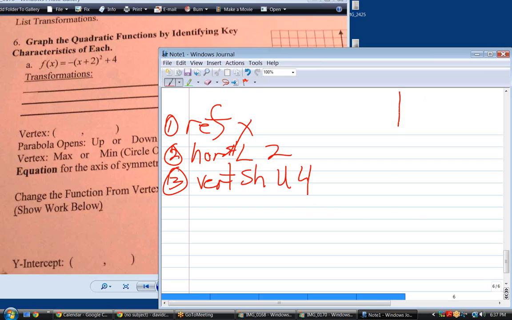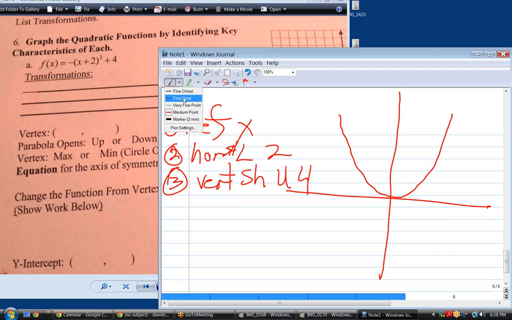Okay, now let's graph it. And I'll start with the parent function. Okay? So, you do all reflections first. And it makes a difference. If you do your reflections after you do the other two, you're going to get the final graph wrong.